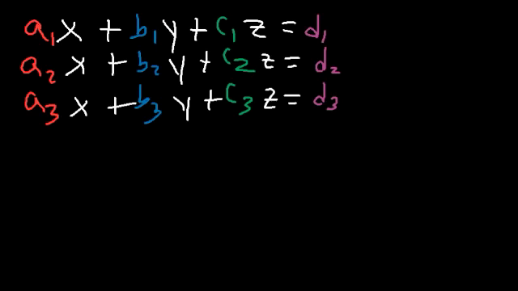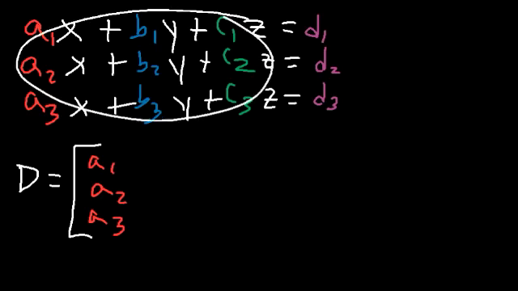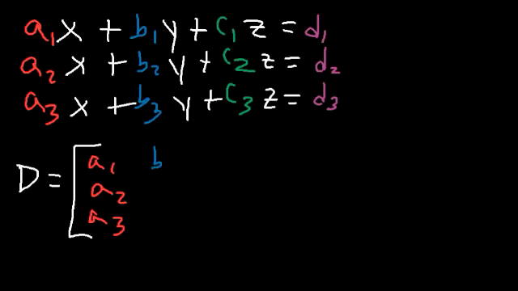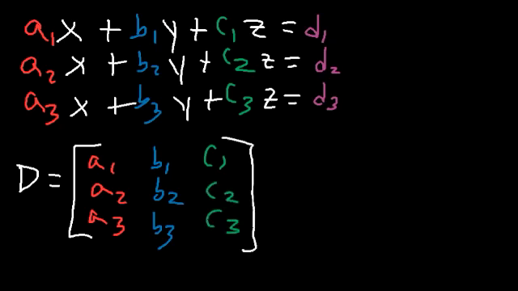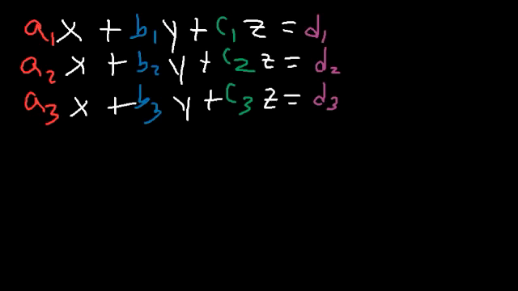So if you want to calculate the determinant d, it's going to be simply a1, a2, a3. It's basically the coefficients of everything you see on the left. So then it's going to be b1, b2, b3, and then c1, c2, c3. Now we'll talk about how to determine the determinant of a 3x3 matrix later. But let's just talk about how to set it up first.